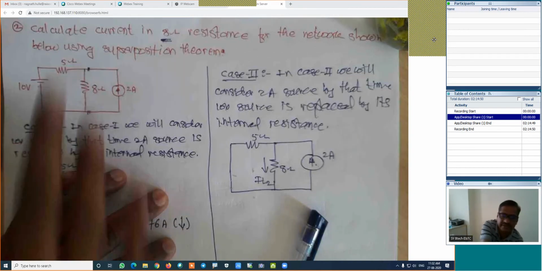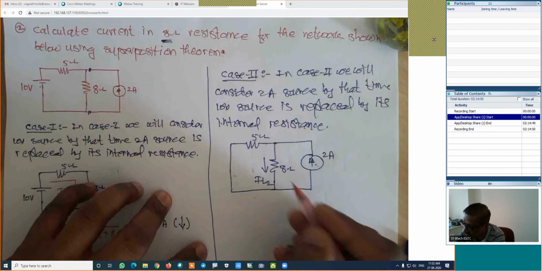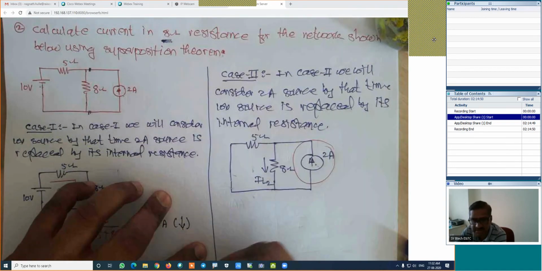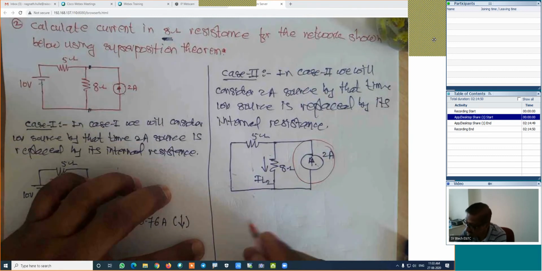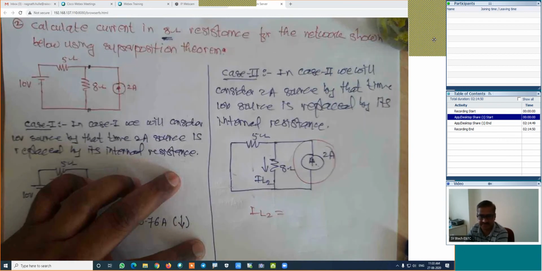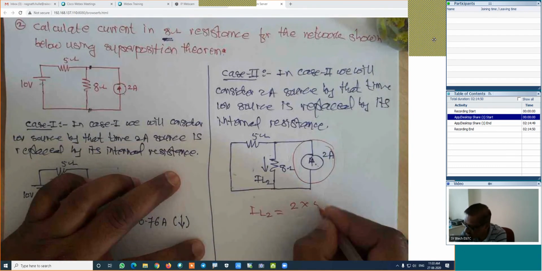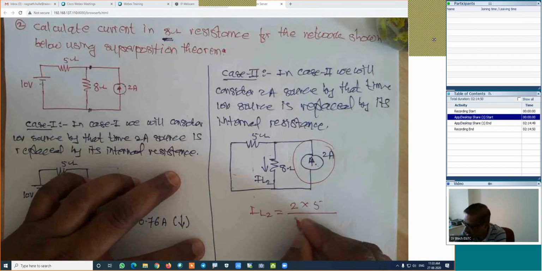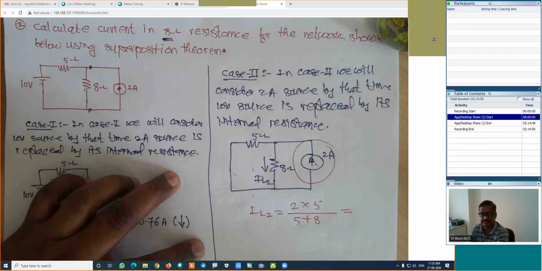We can find out its value of the current, which is IL2, by using the current division rule. Current in this branch is known. These are the 2 parallel branches. No need to reduce this figure further. In this case, IL2 is equal to total current, which is 2, into resistance of opposite branch, which is 5, divided by resistance of both branches, that is 5 plus 8. Calculate its IL2.